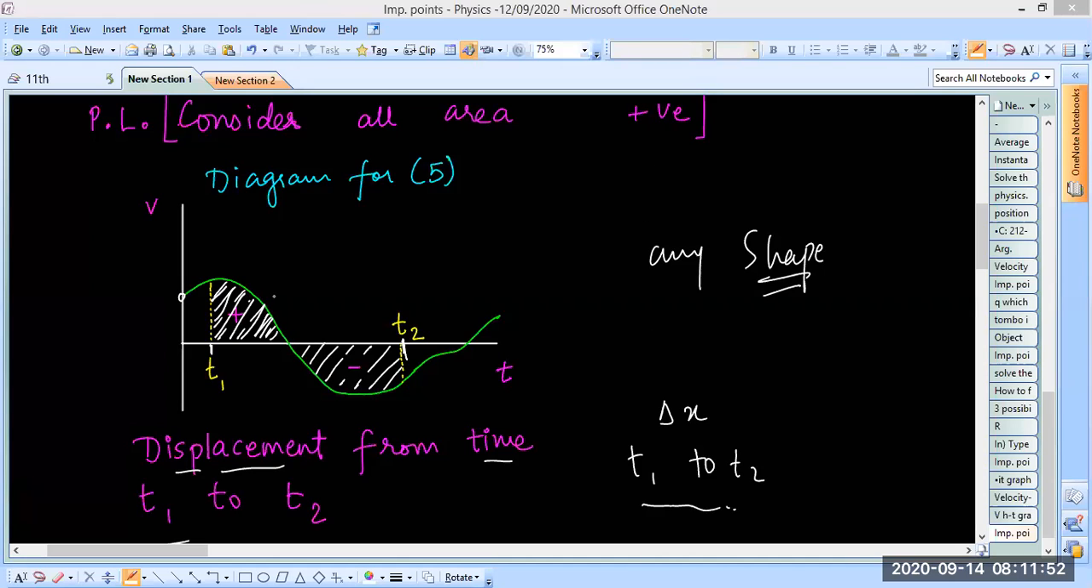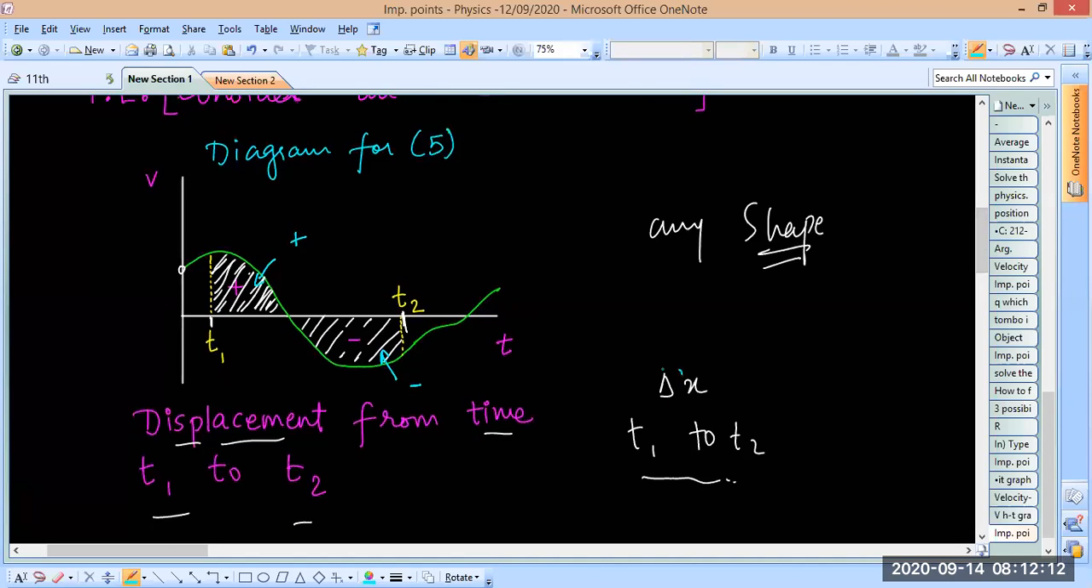And then if we consider this part of the area, this is above the axis, so we consider that positive, but this is below the axis. If we consider that as negative, then finally by adding everything, we will get the displacement. That is what this point is. By using the VT graph, if you get the total area here and here, but this area is considered negative because it is below the axis, then you get displacement from time t1 to time t2.